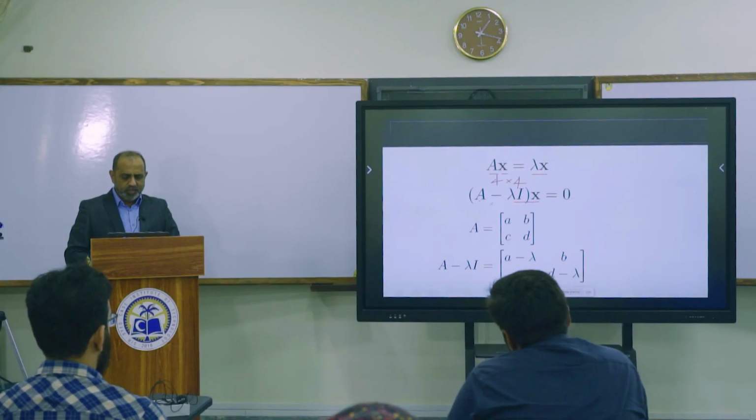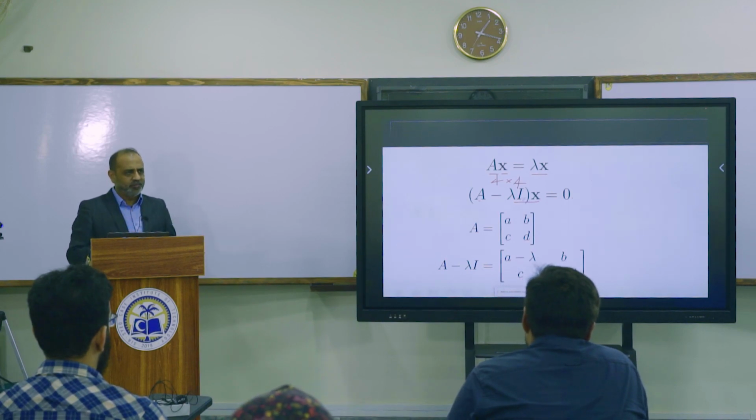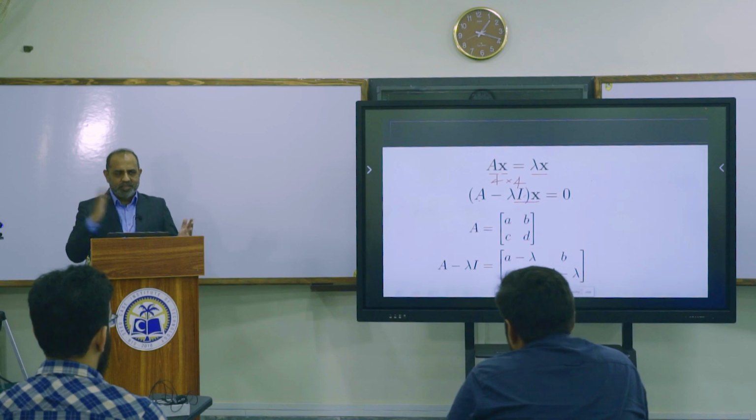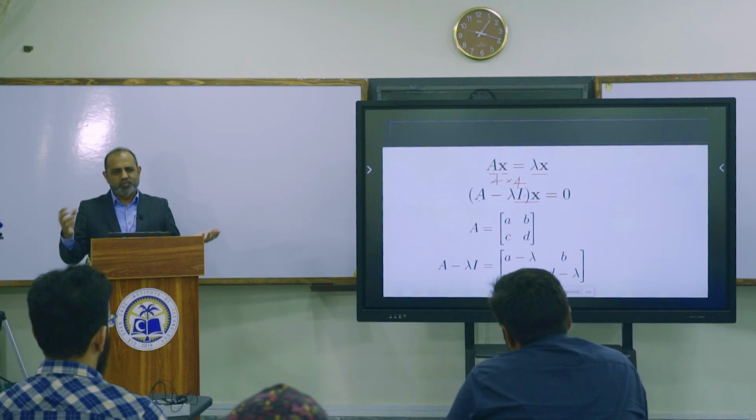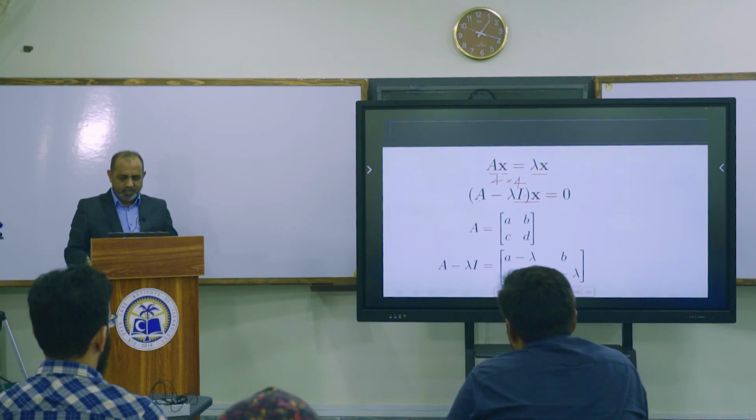So you bring lambda x on this side, and because A is a matrix, you multiply lambda with I, x with I, which is an identity matrix usually. If you don't understand this, it is fine. A matrix of any dimension, once multiplied with a vector, will give you the same vector, because it is diagonally 1, 1, 1, rest 0, so it will just generate it. So putting an I is like multiplying by 1. So it does not hurt.